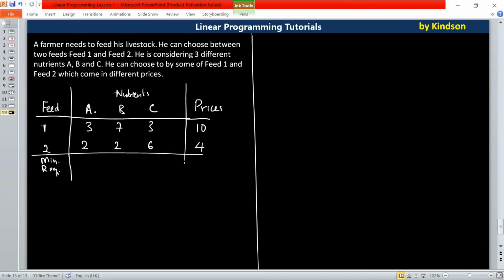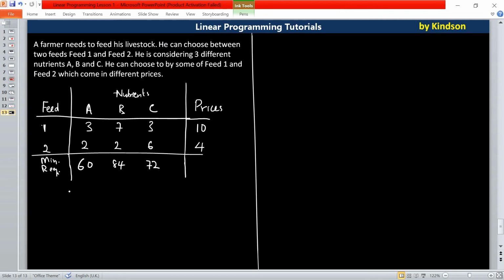For nutrient A, the minimum daily requirement for the livestock is 60 units. For nutrient B, the minimum daily requirement for the livestock is 84 units. And for feed C, the minimum daily requirement is 72 units. So this is how to set up the table, right?